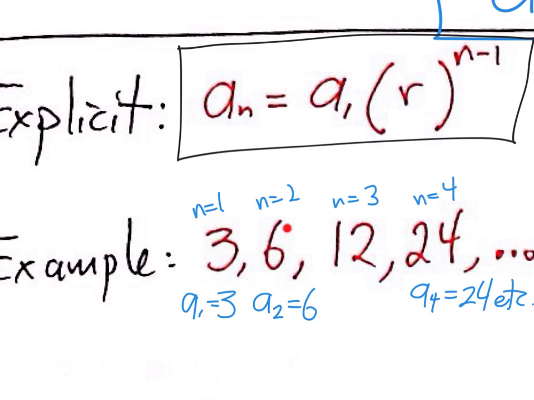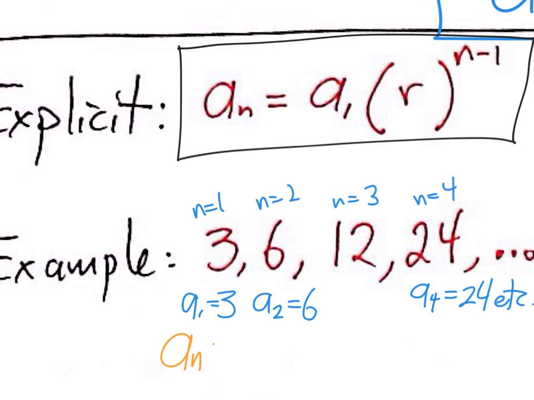So for example, to find the value of the second term, we'd have our first term, 3, times our common ratio, which is 2, to the 2 minus 1. So let me write that out.